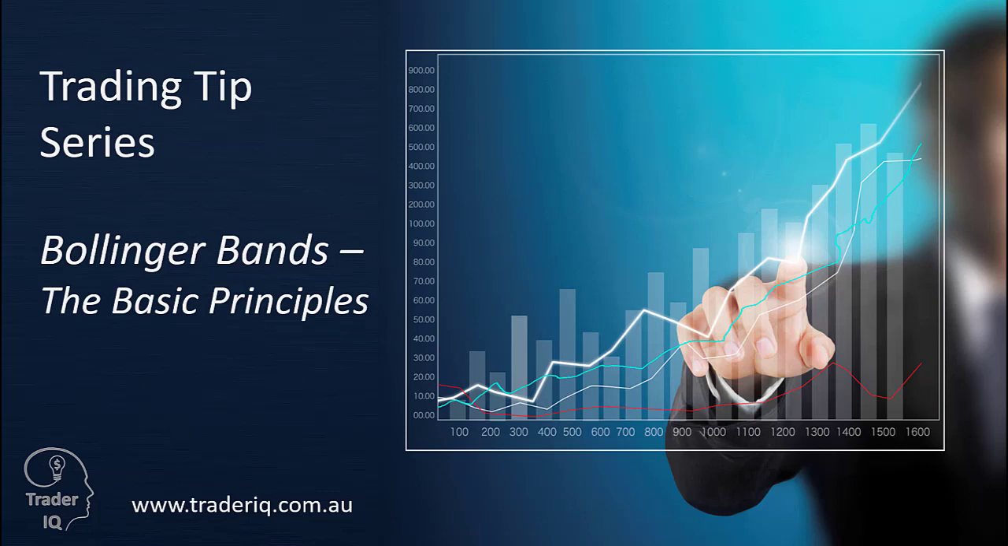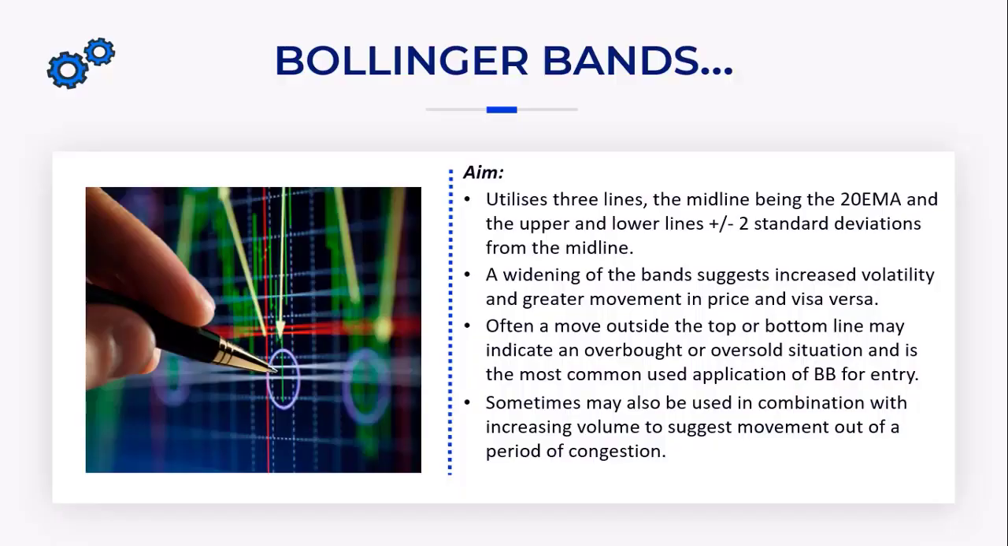Trading Bollinger Bands, the basic principles. In this short video, we're going to look at Bollinger Bands, which use three lines, the middle line being the 20 EMA and the upper and lower lines, two standard deviations from that middle line. A widening of the band suggests increased volatility and a greater movement in price, and of course vice versa.